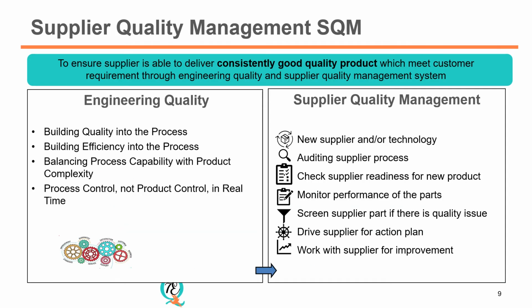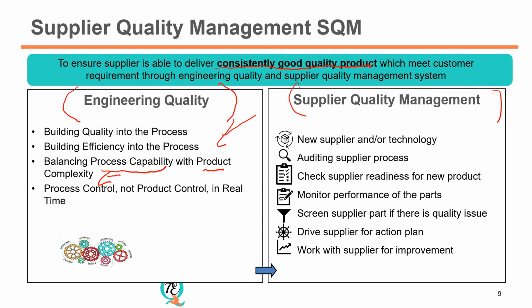In supplier quality management, actually it consists of quality engineering and also supplier quality management. So the most important objective of supplier quality management would be to enable suppliers to consistently deliver good quality products which meet customers' requirements through engineering of quality, where you build quality into the process, building efficiency into the process, and also balancing process capability with product complexity. Means that sometimes a product which is quite complex might not have a good capability. Therefore, we have to find a balance in order to fulfill the requirements of the product.